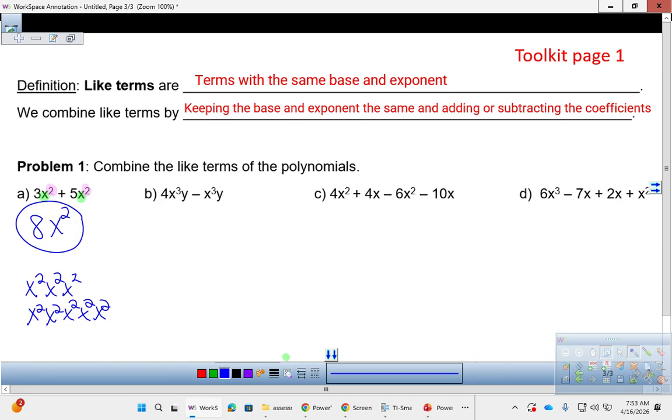Now if you look at the next term, we've got x to the third y, x to the third y. They match perfectly in terms of their variables and exponents. If this had a 2 on it and that one didn't, now they're not like terms anymore. They have to be identical, okay? If they're identical though, which they are, you keep the variable and exponent part the same. That's not going to change. And then you subtract the coefficients because it's a minus. So this is like 4 minus 1.